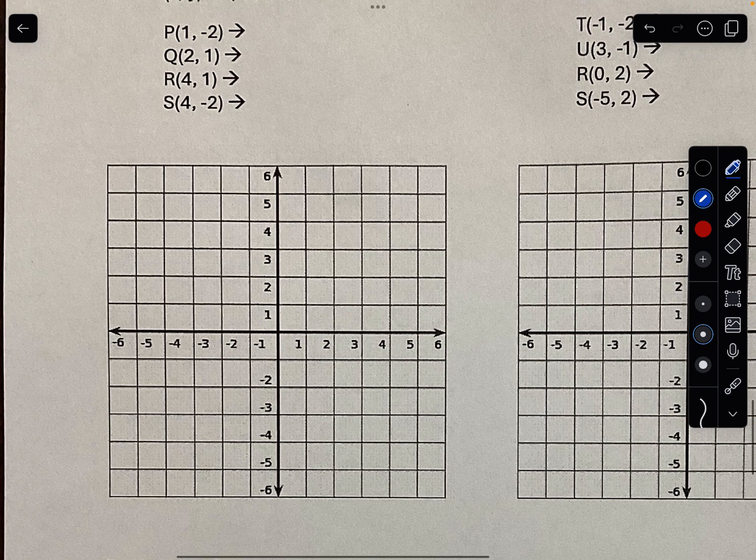P is at 1, negative 2. Q is at 2, 1. R is at 4, 1. S is at 4, negative 2. And then we do connect those together. Yay. It's like connected up.